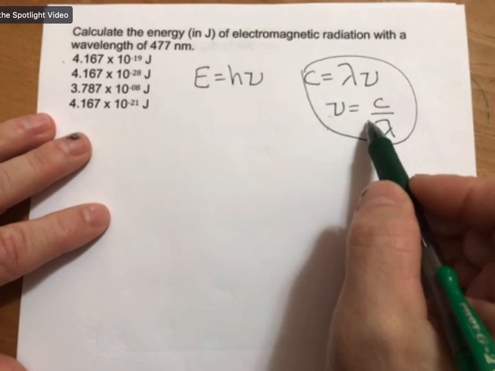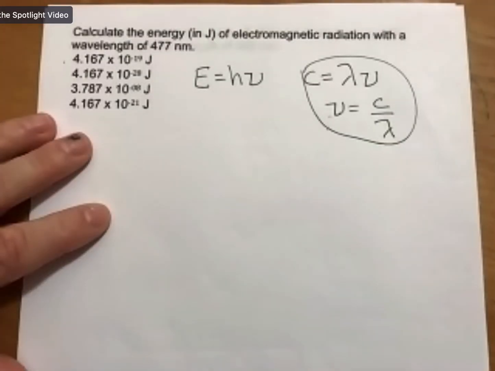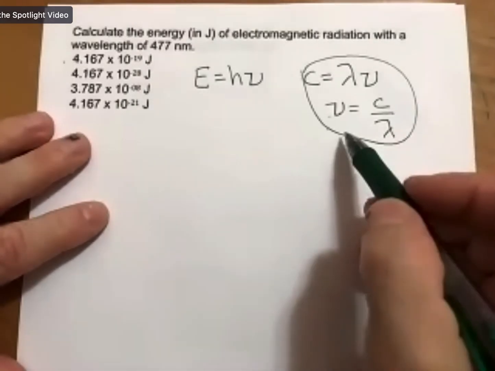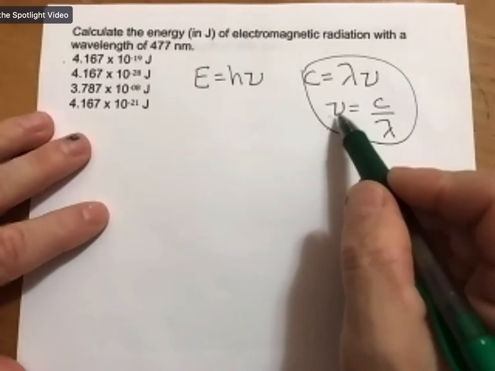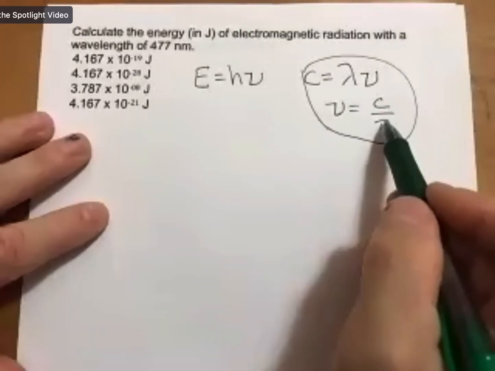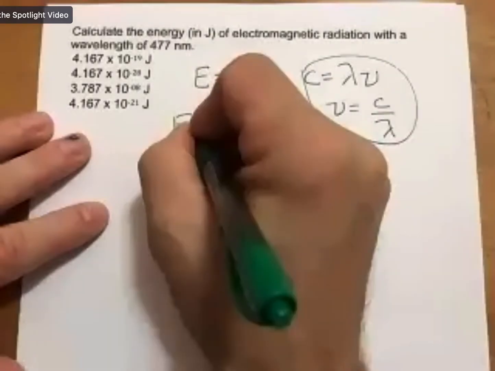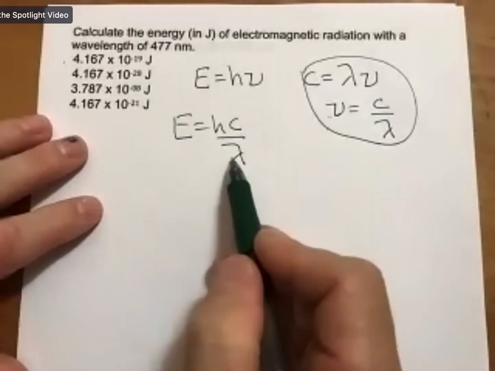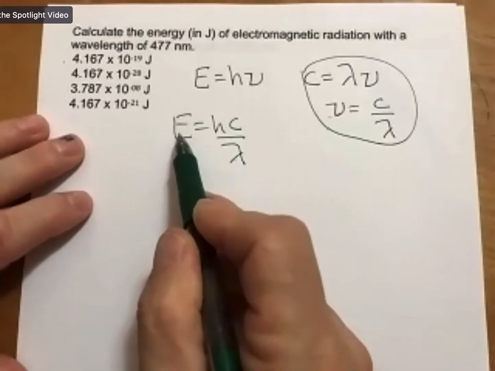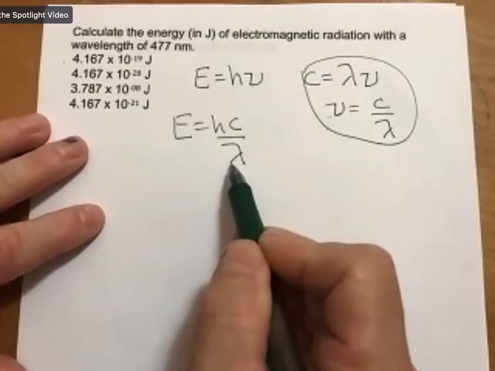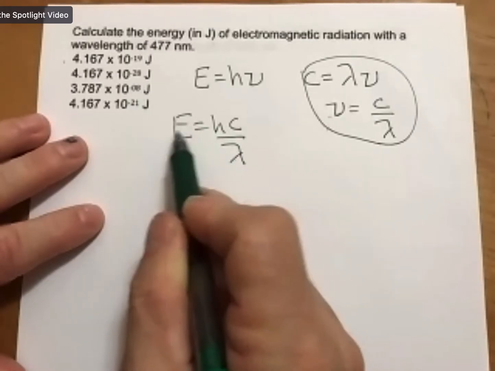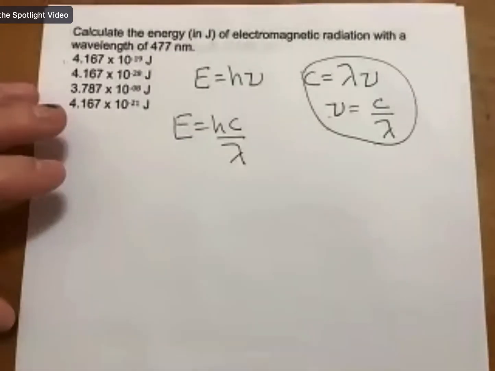And instead of frequency, I now put in c over wavelength. I get an equation that relates wavelength to energy. And we can see longer wavelengths, so bigger numbers down here, will lead to lower energies. And that's what we said before too.